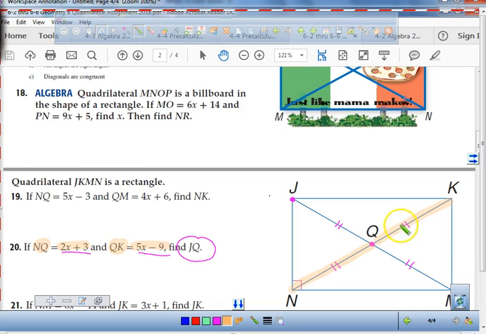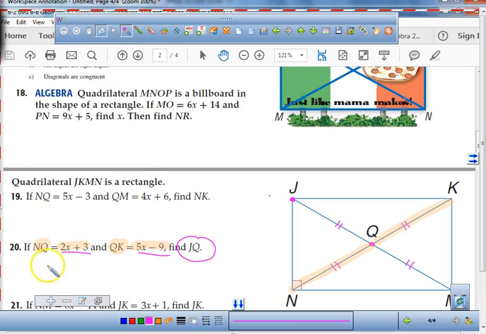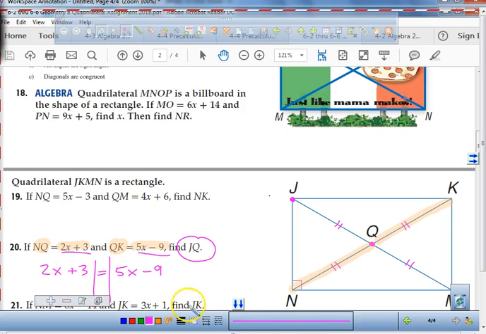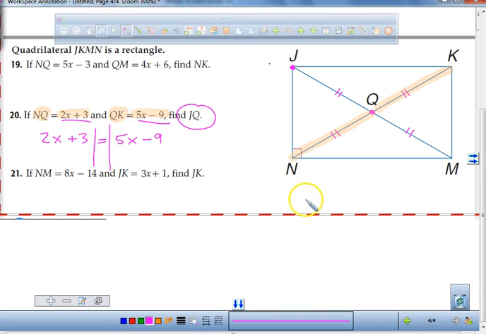So set them equal to each other. Set 2x plus 3 equals 5x minus 9. What do I want you to do once again? Solve for x, and after that, plug it in. All right? And guess what? Once you plug it in, you're going to have your answer.